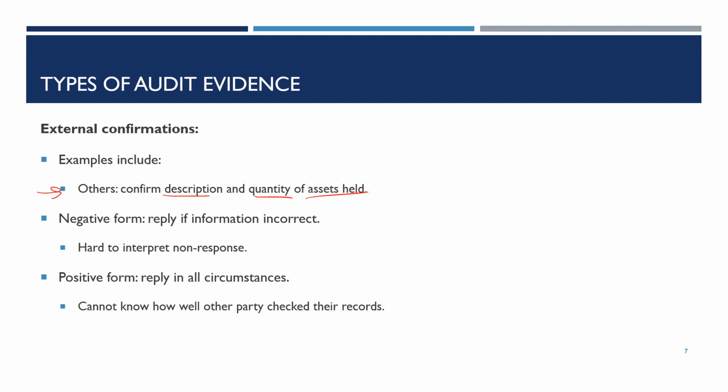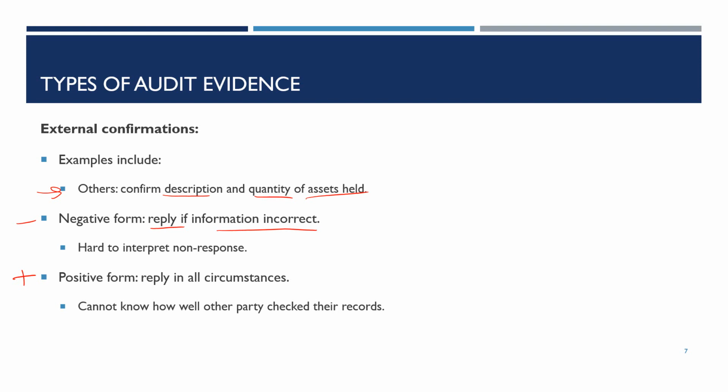There are two broad types of external confirmation: positive and negative confirmations. Negative confirmations ask the recipient to reply only if they disagree with the information provided. If a recipient does not respond to a negative confirmation, it is assumed that they agree with the information provided. This form of request is of limited benefit when the assertion being tested is existence.